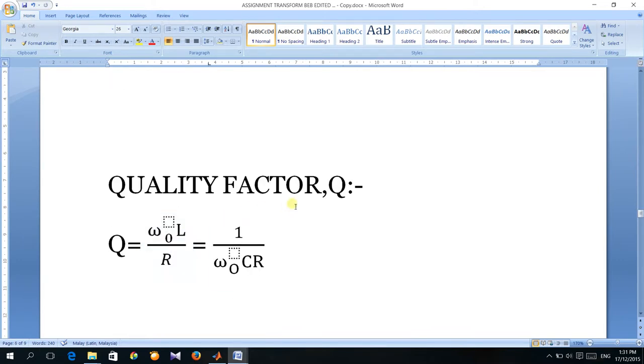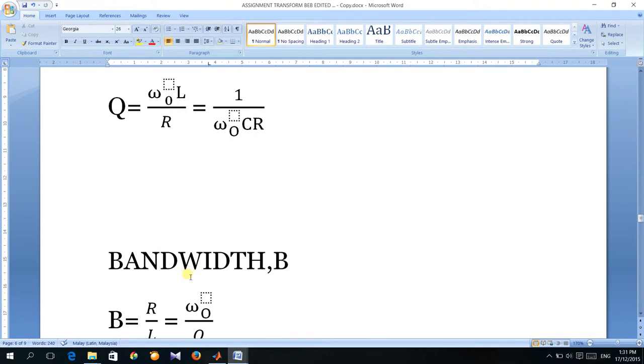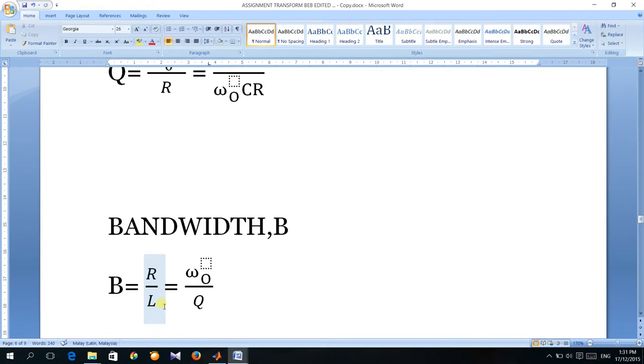This is the quality factor. Q is equal to omega naught L over R, which is equal to 1 over omega naught CR. The bandwidth B is equal to R over L, which is equal to omega naught over Q.